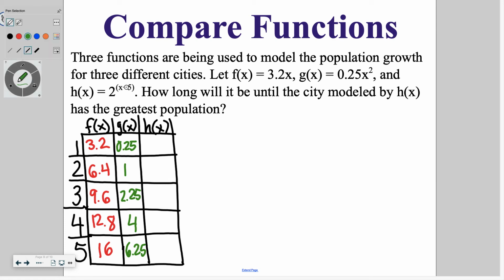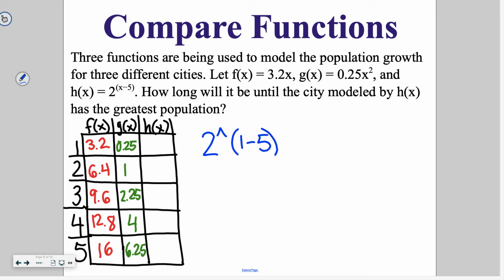One thing to be careful about with this h is when you type it into the calculator, it would be 2 caret, and then for the first one, 1 minus 5 is in parentheses. So if there's any parentheses in these equations, you're going to want to make sure you're typing those into your calculator. So you end up with here 0.0625, and then 0.125, and then for 3, 0.25, for 4, 0.5, and for 5, 1.